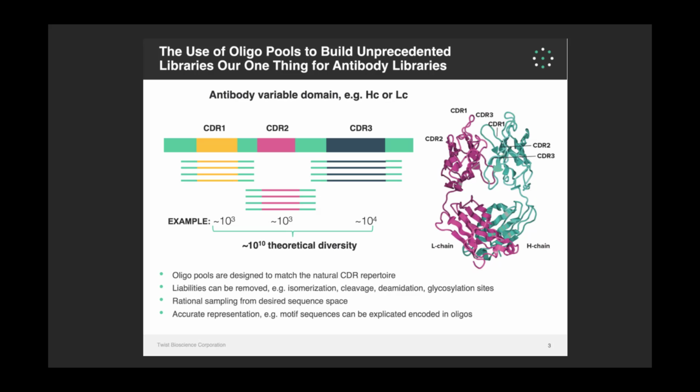So this allows me to make libraries that are much more precise and that exactly match the natural human antibody repertoire if I choose to. In addition, I can remove sequences up front that might lead to developability risks, so isomerization sites, cleavage sites, deamination, glycosylation sites, for example. And finally, if I choose to, I can also code for specific motifs in our CDR sequences. That's really important for our GPCR libraries, which I'm not going to talk about today, but if you're interested, please follow up with me.